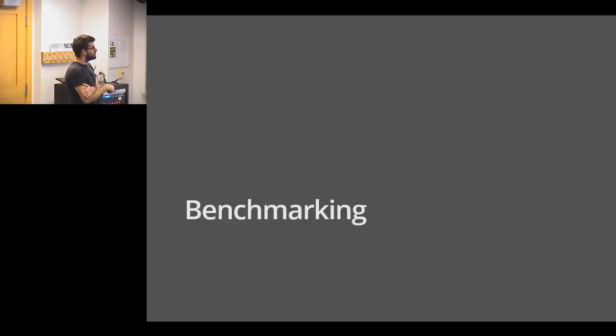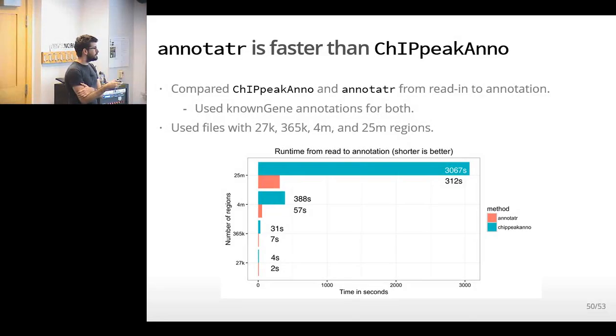So those are all of the summarization, plotting, annotation, all that kind of stuff. That's the meat of the package. And so I went ahead and benchmarked this against ChIPpeakAnno. So when I said ChIPpeakAnno was slow, I meant this slow. So we compared ChIPpeakAnno and Annotatr from read-in to annotation because they don't do visualization, so it's not fair.